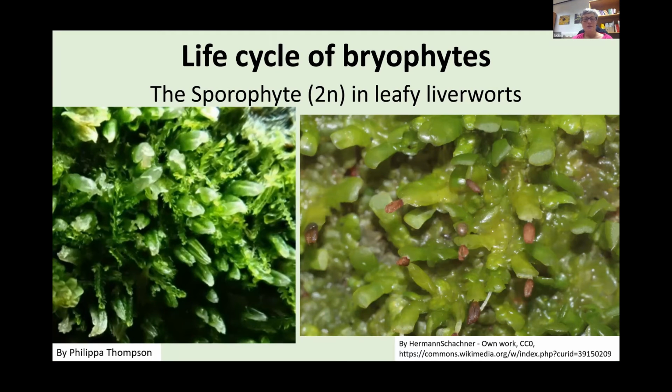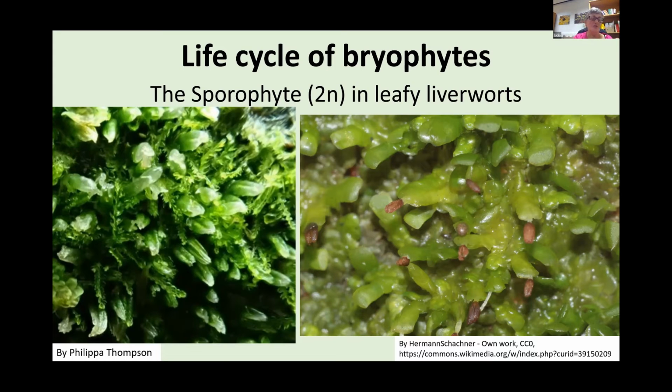So another look at the sporophyte for liverworts. These are leafy liverworts, and as I said before, the sporophyte tends to be enveloped in a modified leaf, which is called a perianth. So on the left-hand side, the really long, almost whitish or white-tipped structures are the perianths of Cephalozia bicuspidata. They are really quite large compared to the size of the plant.